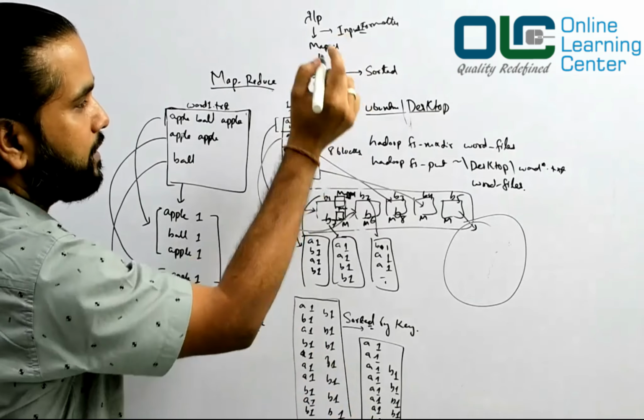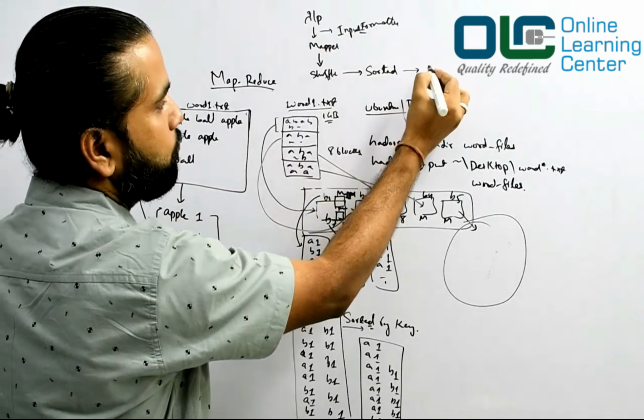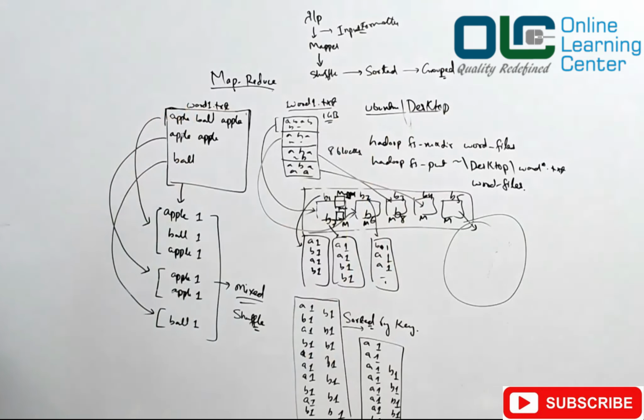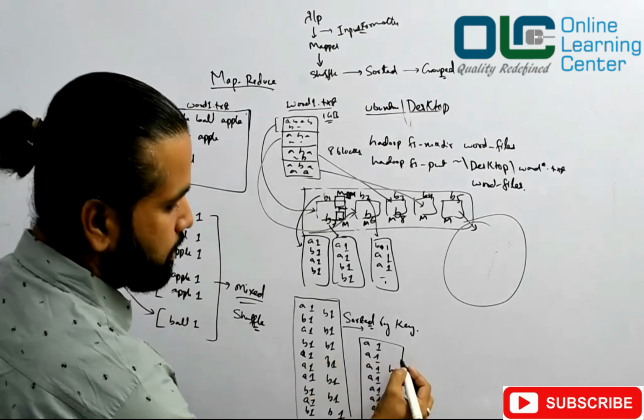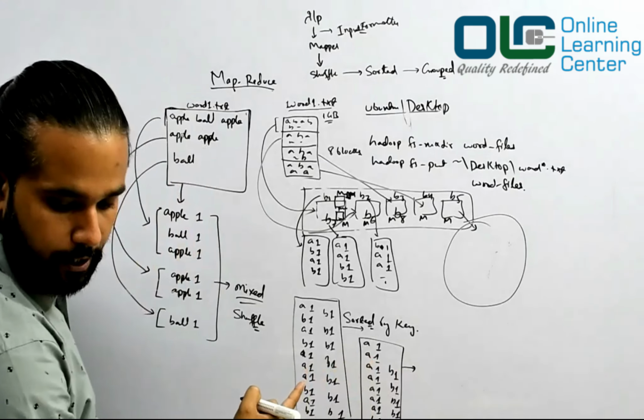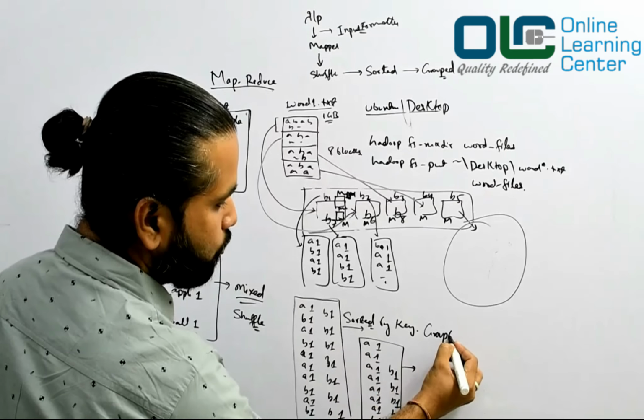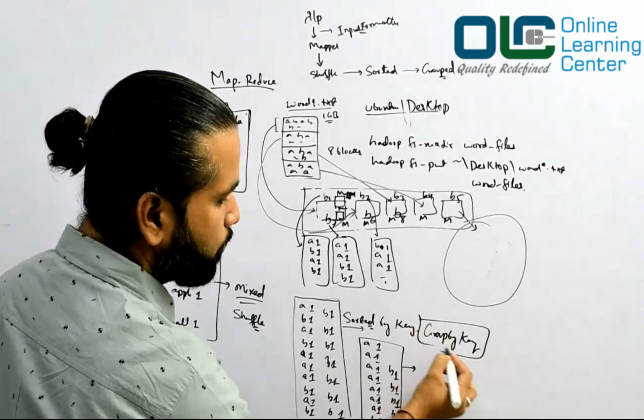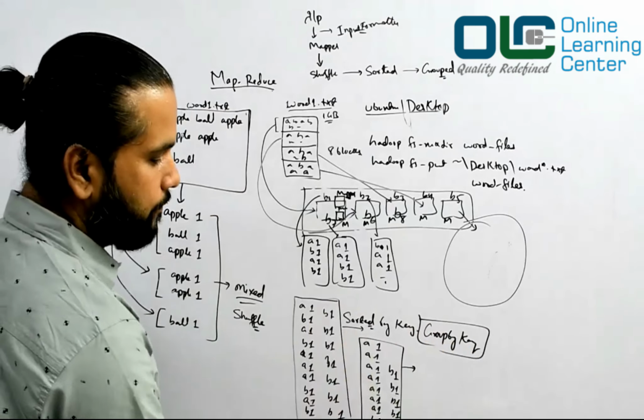Done. Now after this sorting happened, the data would be grouped. So how would the data be grouped? This data is sorted. Now this data would be grouped by key. And how will the grouping happen? Grouping will happen like this.